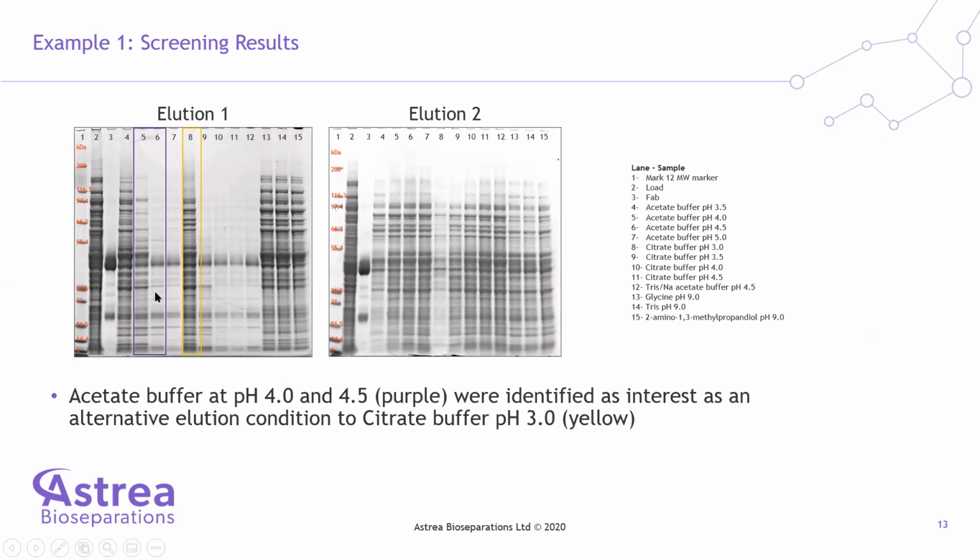However, we weren't sure if we were potentially seeing a slight loss of Fab fragments here. So therefore, the acetate at pH 4 was also of interest to us, as this looked like a slightly stronger band. And while there was increased impurity in comparison to the pH 4.5, there was still an improvement in purity compared to the citrate. Therefore, we went and ran these 3 conditions in a column run for comparison.